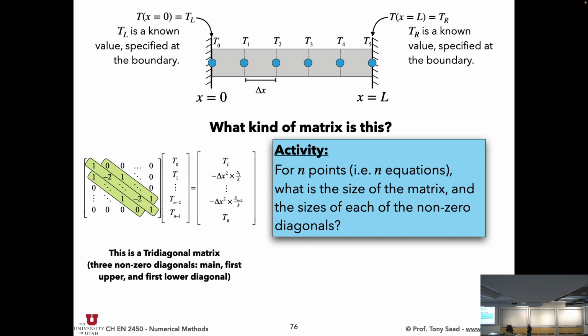So n unknowns. Okay, how many entries do I have on the main diagonal? N. N or n plus 1? N? Anybody disagrees? I agree. It's n entries. That's the diagonal. The main diagonal of a square matrix is the same size as the rows or the columns. Okay, it's n entries. Now, what about the first upper diagonal?